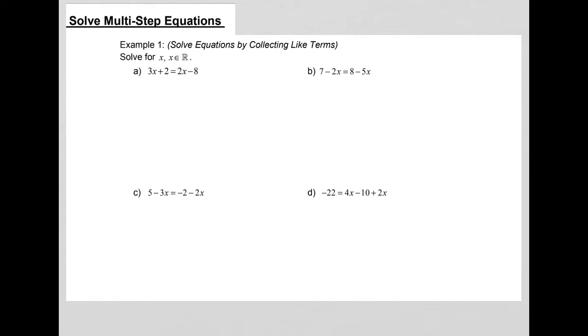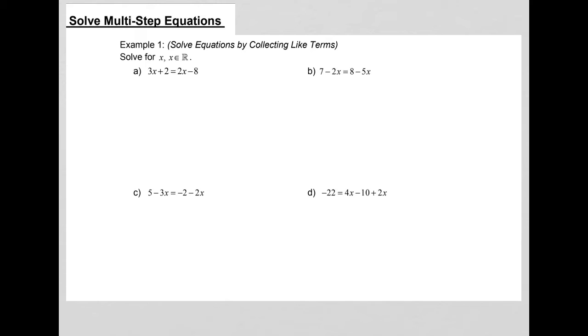This lesson will focus on how to solve multi-step equations. So let's look at example 1a. When you have an equation with variables, which are alphabets, on both sides, and numbers on both sides, the first thing you should do is isolate the variables.